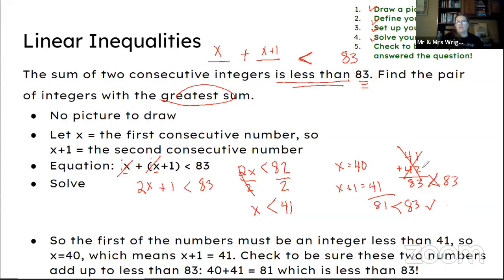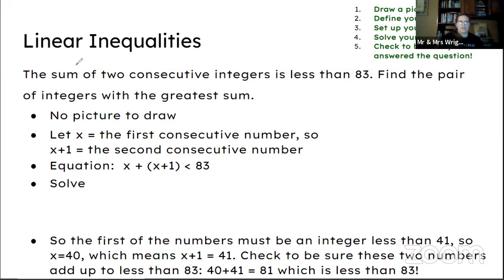Okay. Can you think of a word in English, because this is a word problem, that we could have used here if we wanted to get the answers 41 and 42? Well, we could have said, the sum of 2 consecutive integers, which is less than or equal to 83. Okay, so our answers were 40 and 41.